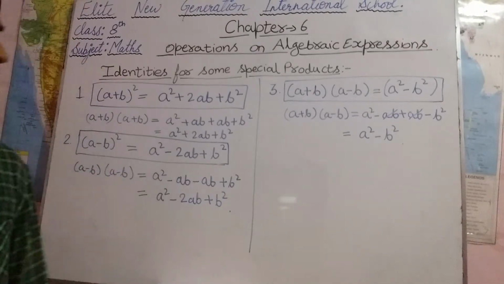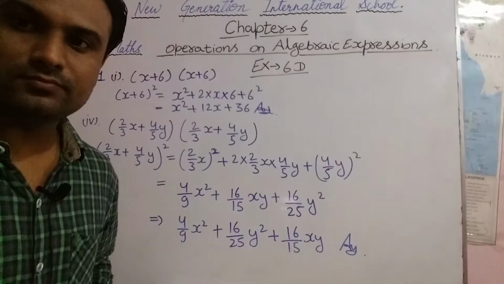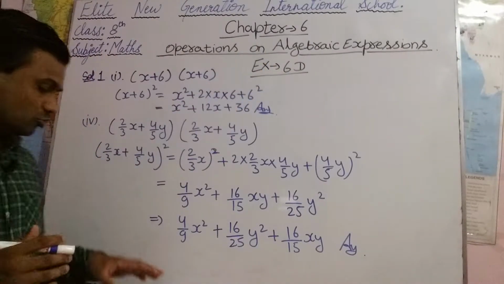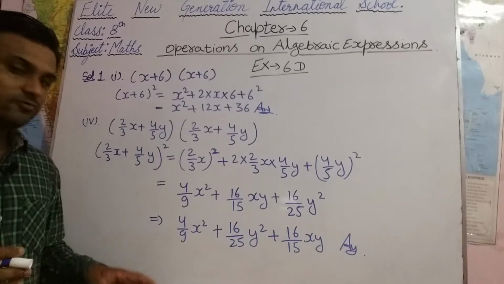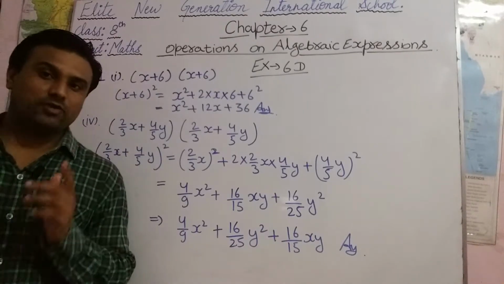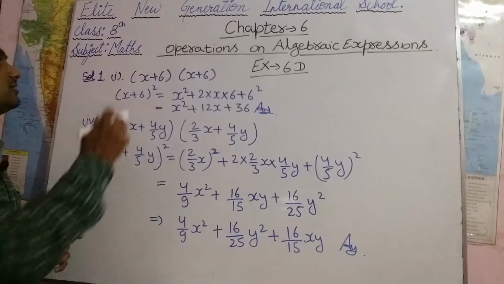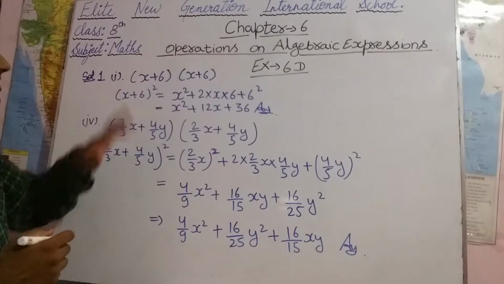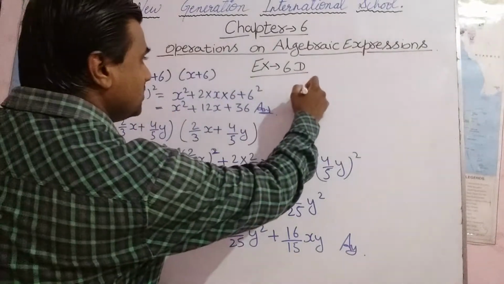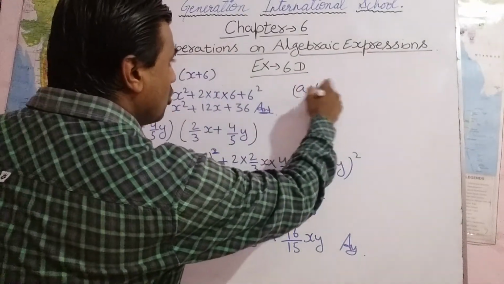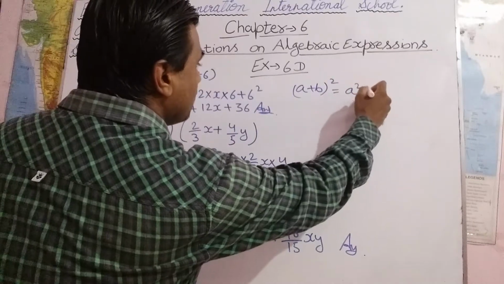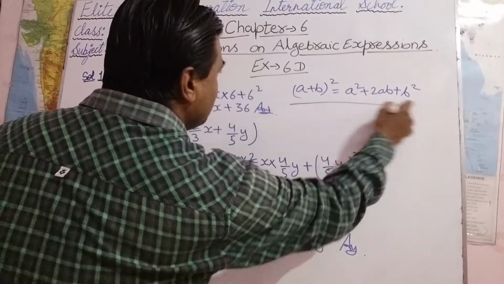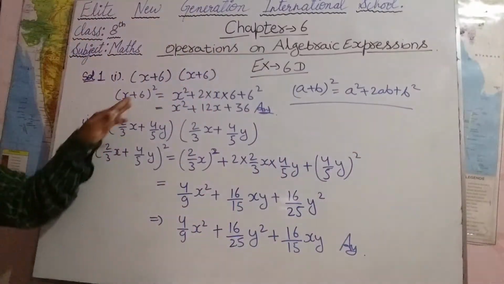Now I am going to start your exercise. In exercise 6D, see question number 1. In this question we have to find each of the following products. See its first part, that is (x plus 6) into (x plus 6). Here you can see we have learned one identity, (a plus b) whole square, that was a square plus 2ab plus b square. So we have to use this identity in this question.